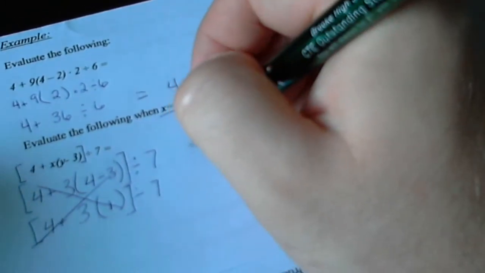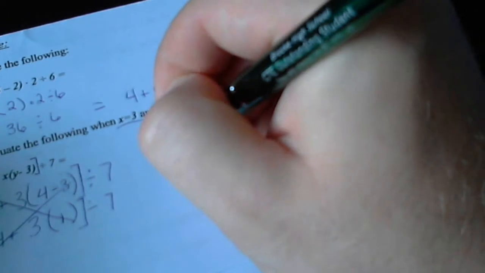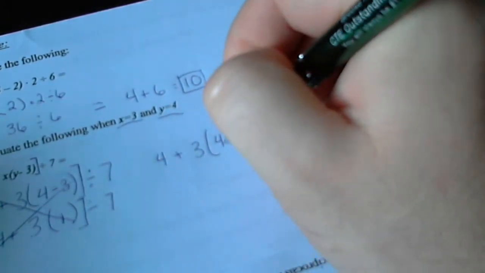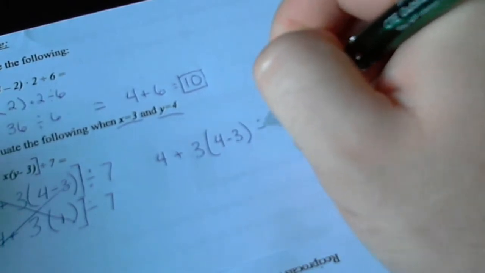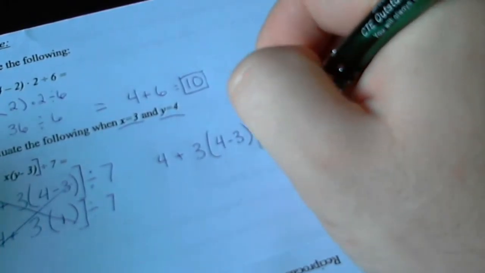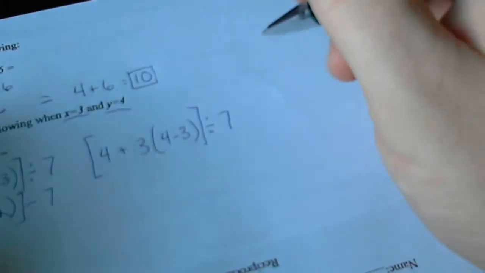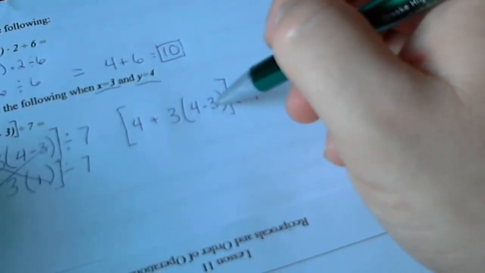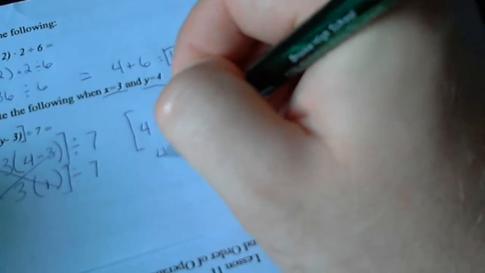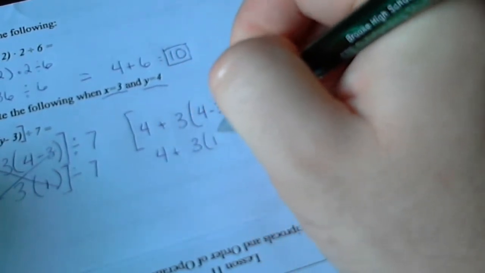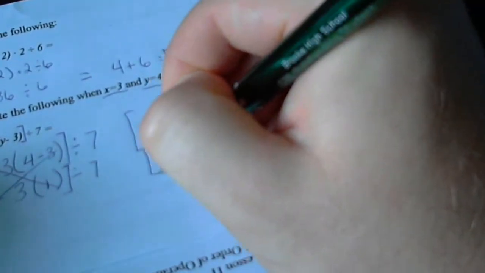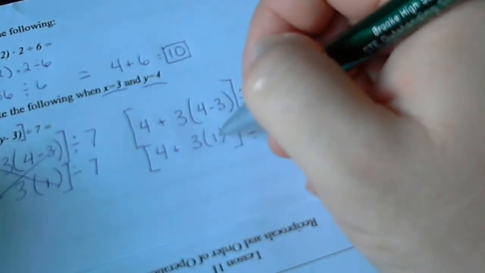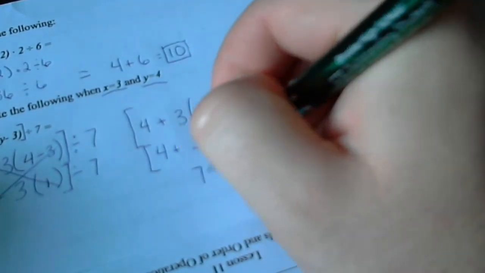Okay, let's do our substitutions again. We have 4 plus 3 times quantity, 4 minus 3 divided by 7. And don't forget those big brackets that we're now going to put in. Okay, this will make more sense. Okay, 4 minus 3 is 1 times 3. So 4 plus 3 times 1, big bracket still, divided by 7. Alright, 3 times 1 is 3, plus 4 is 7.